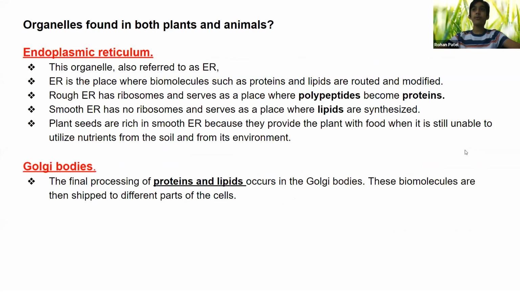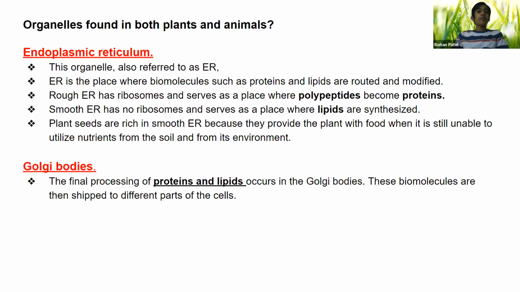And we have our endoplasmic reticulum, which is also referred to as the ER. The rough endoplasmic reticulum is where polypeptides become proteins from the ribosomes, and the smooth ER has no ribosomes and is where the lipids are synthesized.